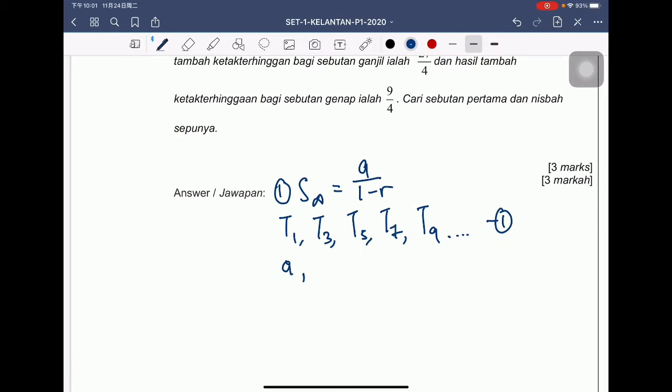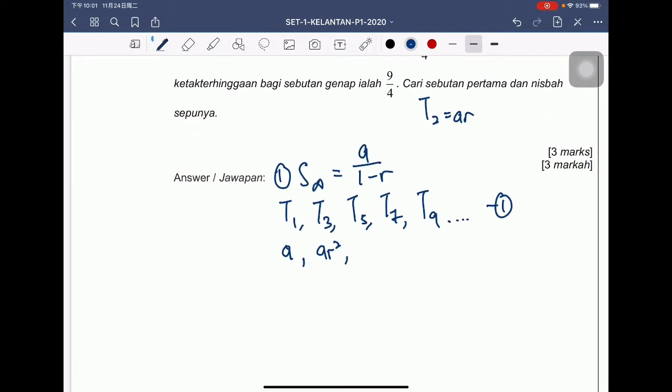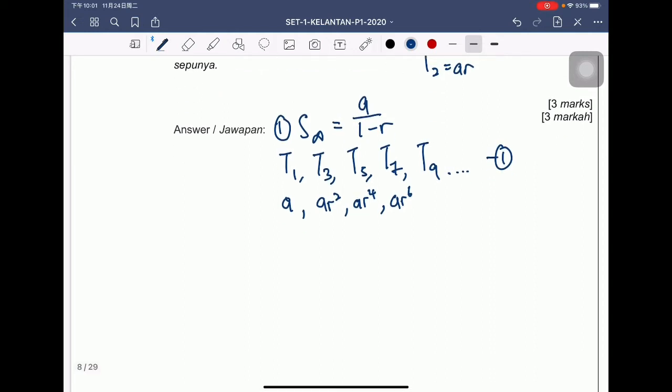But how about the second term in this progression? The second term in this progression will be ar squared, because T2 is ar, a multiplied with the common ratio. So T3 will be ar squared. T5 will be ar to the power 4, T7 will be ar to the power 6, and so on. So now the first term here will be a. This is our first term.